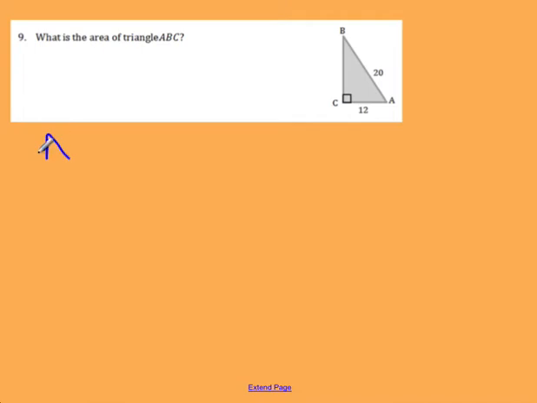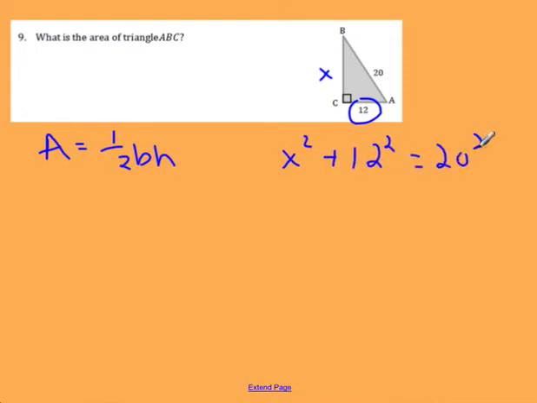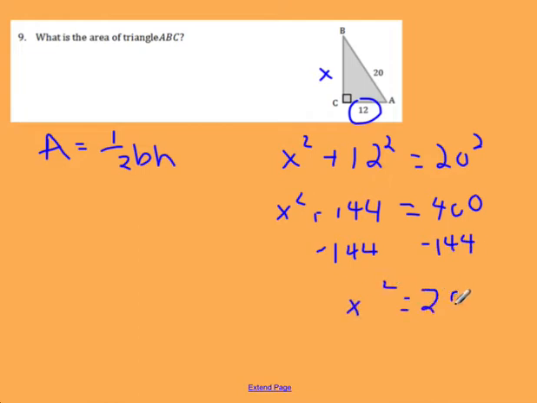Well, to calculate the area of a triangle, you need to do 1/2 base times height. Well, we already have our base. What we don't have is our height. So I have to use the Pythagorean theorem to figure out what my height is going to be. I notice that x is one of my legs. So I have x squared plus 12 squared is equal to 20 squared. So I get x squared plus 144 is equal to 400. Then we're going to subtract 144 from both sides, and we end up getting x squared is equal to 256.